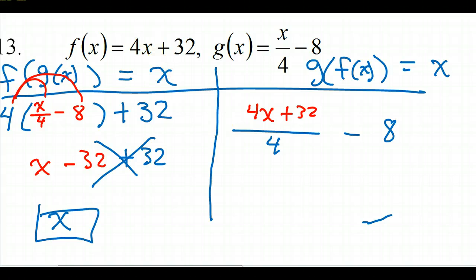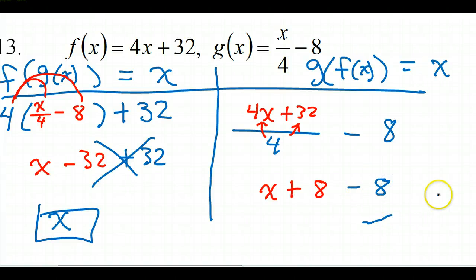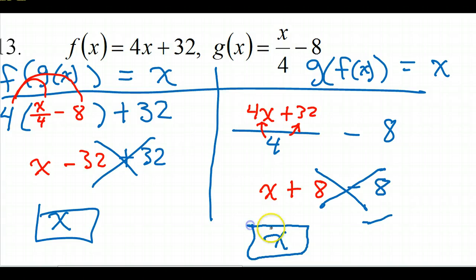So dividing by 4, all you're really doing is dividing each of these terms by 4. The first term, those 4's cancel out, and you just get x. And if you do 32 divided by 4, you get 8. And then you just bring down this minus 8. Of course, the positive 8 and negative 8 cancel each other out, and once again you get x. So that is how you prove that these two functions are inverses, because you got x both ways.